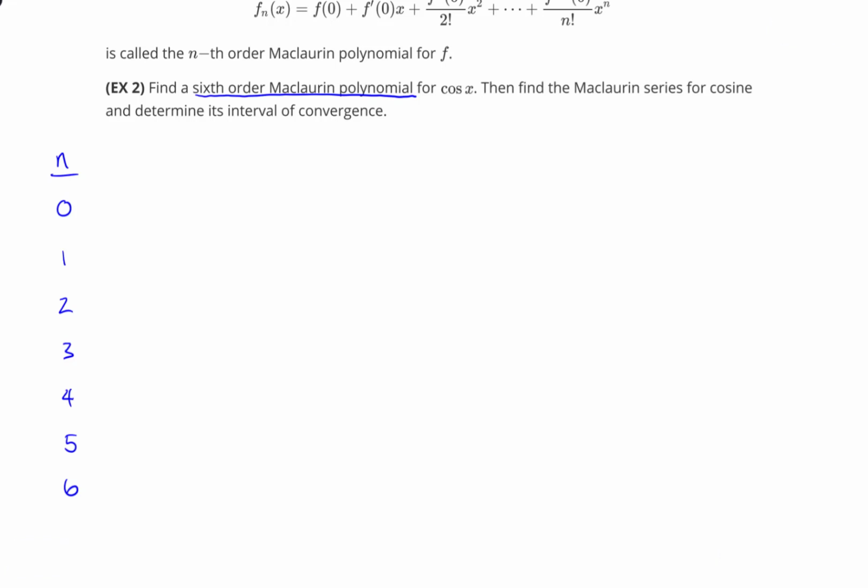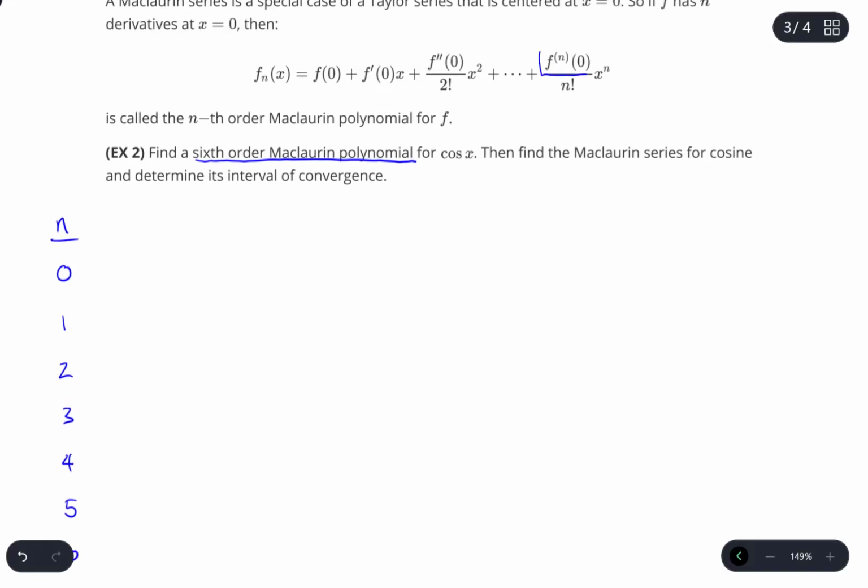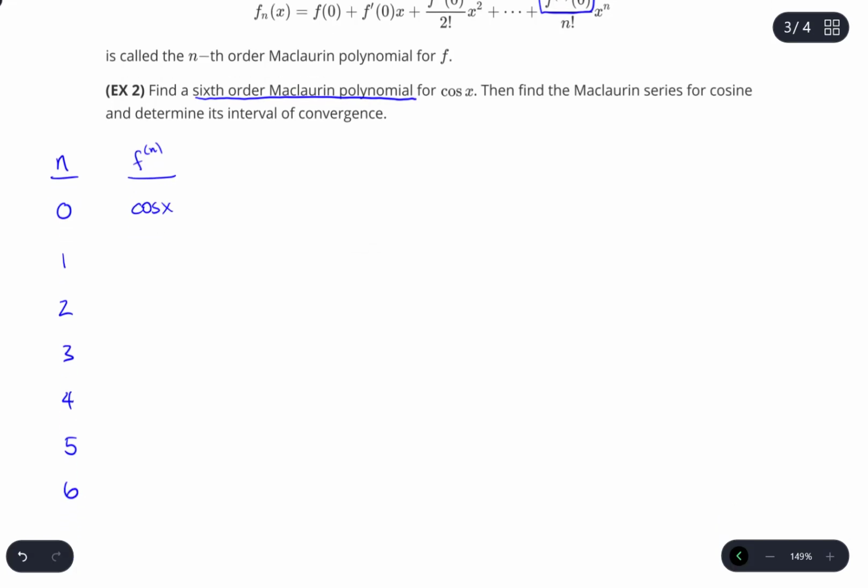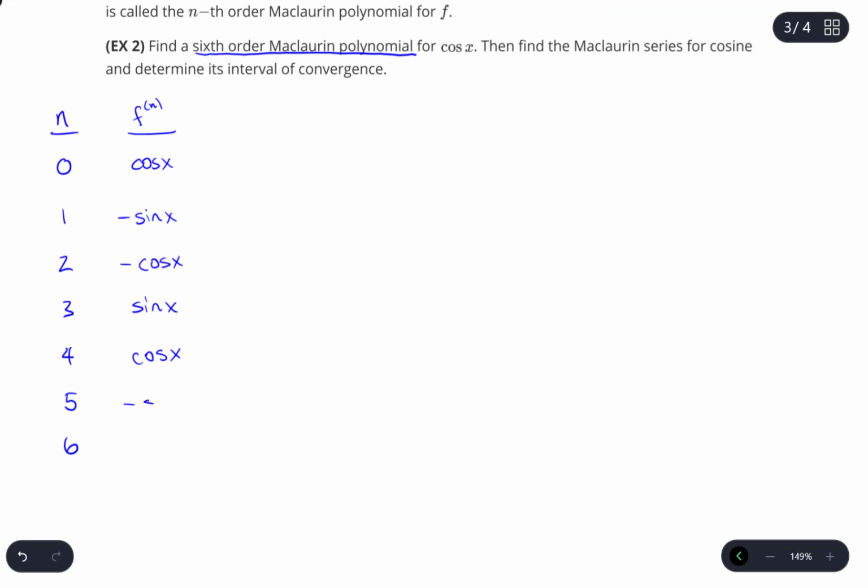Then for the nth term, I need the nth derivative. So the original function is cosine x, and these successive derivatives are pretty straightforward. For instance, the derivative of cosine is negative sine. And then the derivative of sine is cosine, but we have this negative here, so negative cosine x. Then we would have positive sine x, positive cosine x, negative sine x, and negative cosine x.